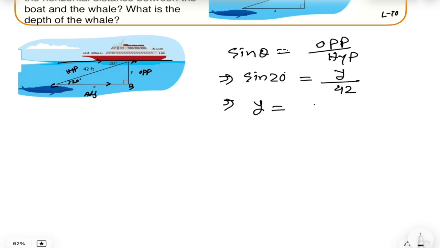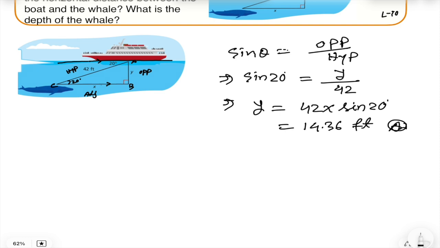y equals 42 times sine 20 degrees. So 42 times sine 20 degrees. I'm using the calculator. It is 14.36 feet. It is your answer.